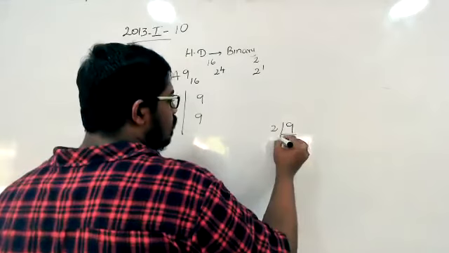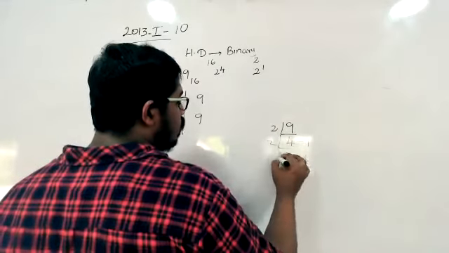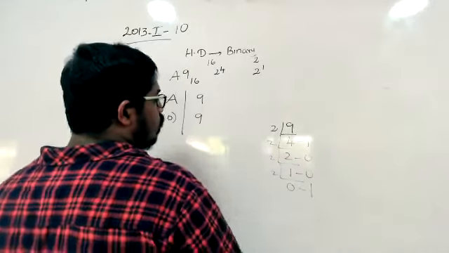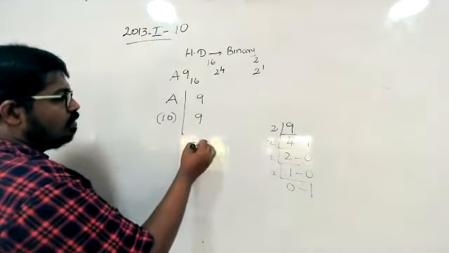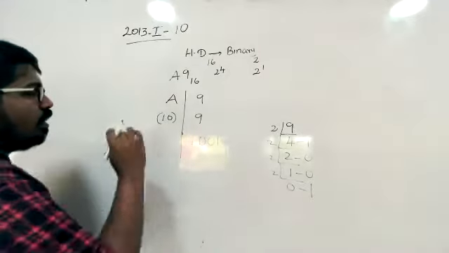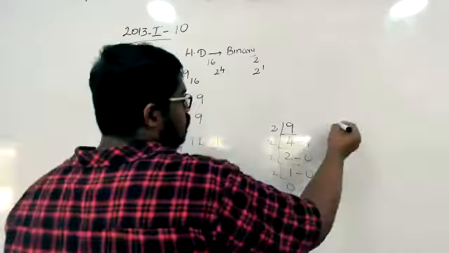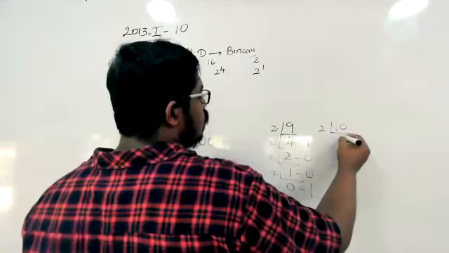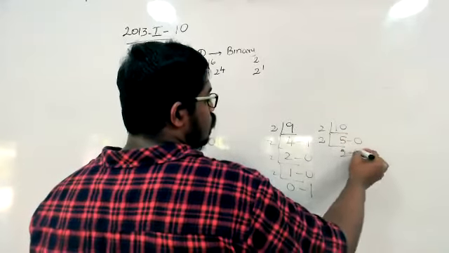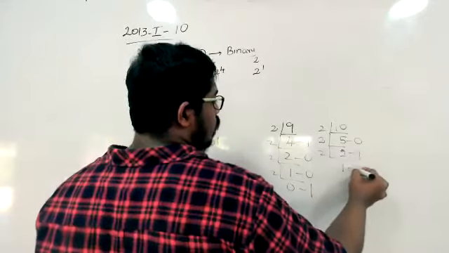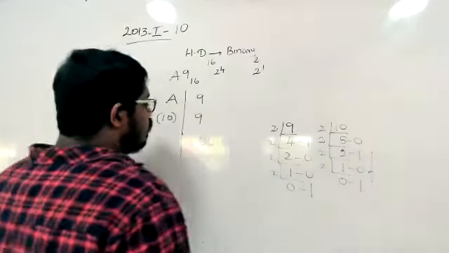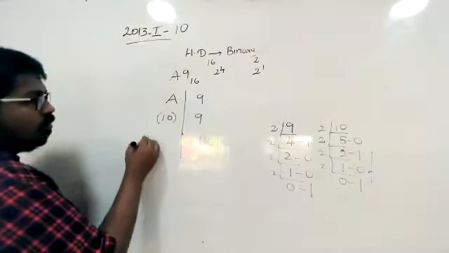So it is 1001. When you convert 10, divided by 2: 5 remainder 0, 2 remainder 1, 1 remainder 0, 0 remainder 1. So number 10 will be 1010.